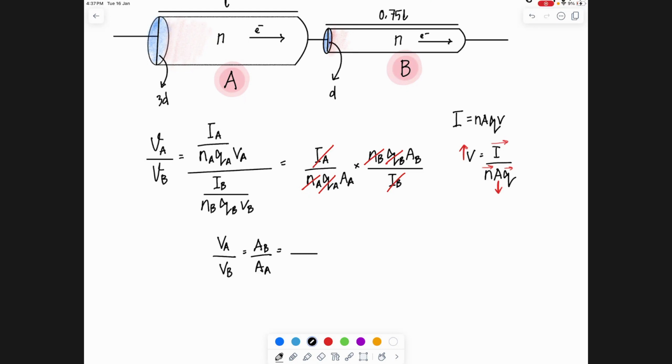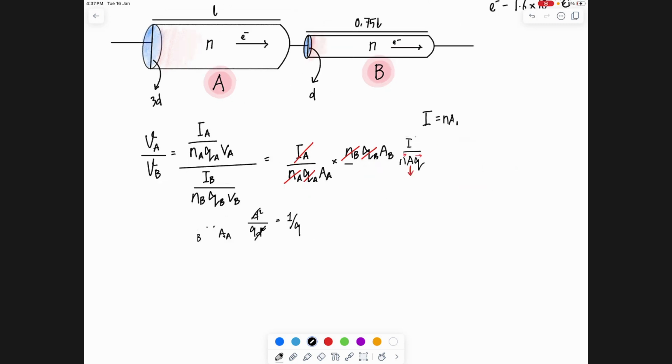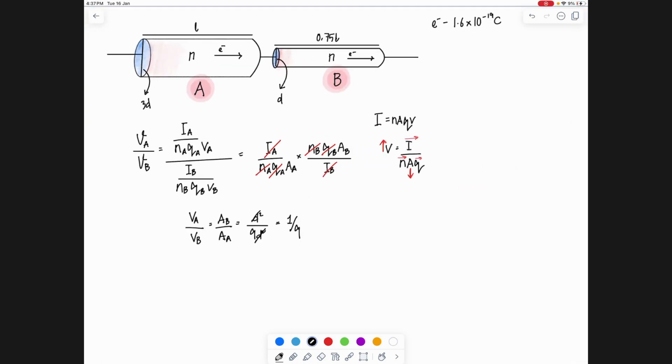So a হচ্ছে d square, and this is 9d square. D square cancels out. So 1/9 is the answer. How did you guys get 12? Which part of the equation did you put L? Because the current doesn't depend on L. How did you incorporate L?